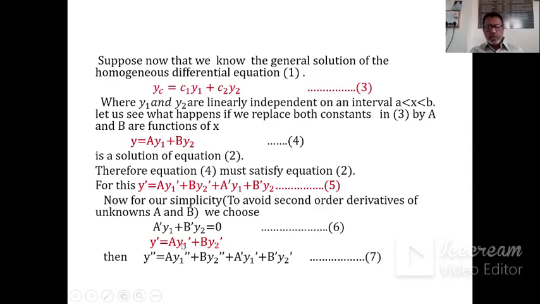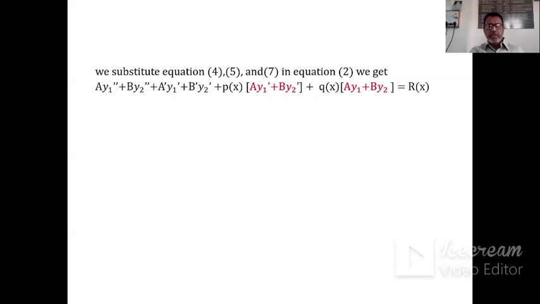With this choice of A dash y1 plus B dash y2 is equal to 0, equation 5 becomes y dash is equal to A y1 dash plus B y2 dash. Then we find y double dash, and then we substitute these values in equation 2. Then we obtain A y1 double dash plus B y2 double dash plus A dash y1 dash plus B dash y2 dash plus p of x into A y1 dash plus B y2 dash plus q of x into A y1 plus B y2 is equal to r of x.